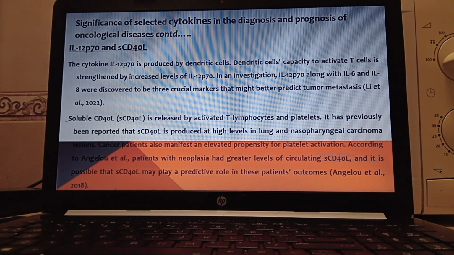It has previously been reported that sCD40L is produced at high levels in lung and nasopharyngeal carcinoma lesions. Cancer patients also manifest an elevated propensity for platelet activation. According to Angelo et al., patients with neoplasia had greater levels of circulating CD40L, and it is also possible that CD40L may play a predictive role in these patients' outcome.